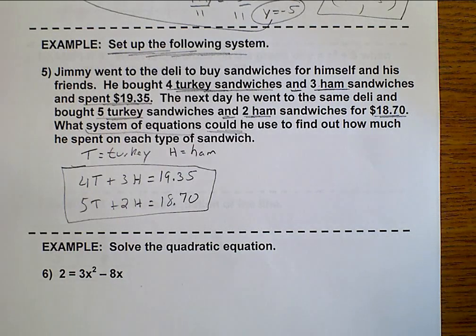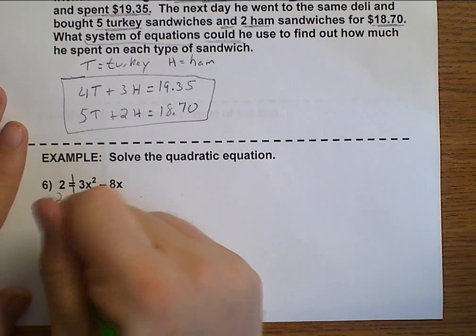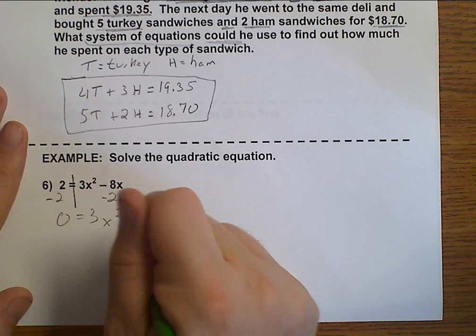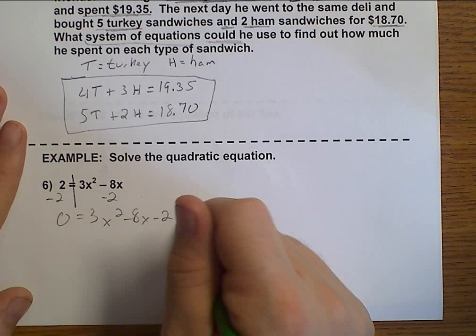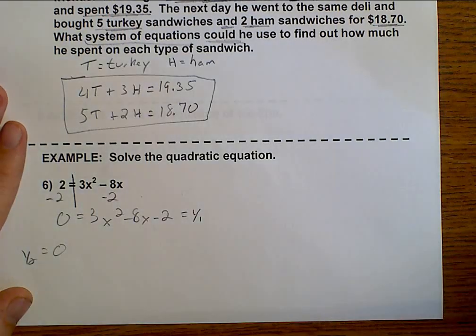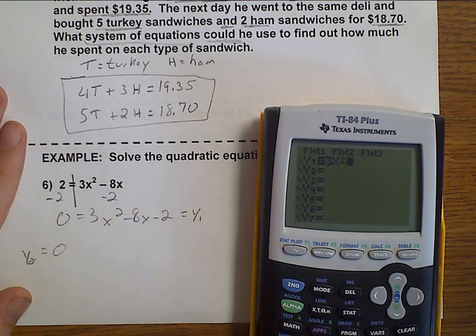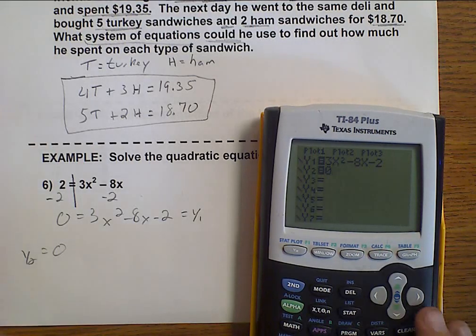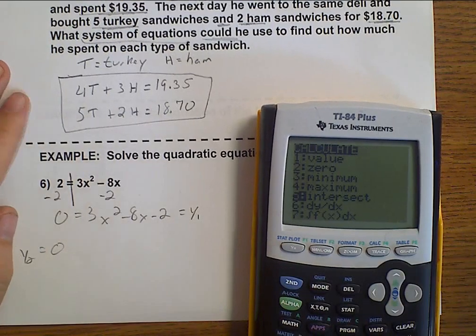Moving on to number 6. Well, in order to solve this quadratic equation, I'm going to move everything to one side. So 0 equals 3x squared minus 8x minus 2. So we're going to put that into y1, and we're going to put 0 into y2. 3x squared minus 8x minus 2, 0. From here we're going to calculate and find our intersections.